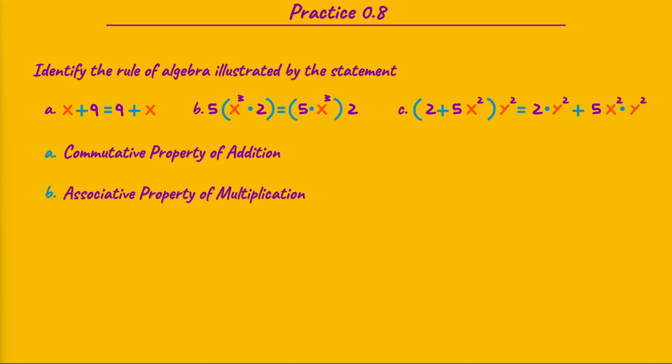In the last statement, we can see that y squared is distributed among the two terms, so it will be multiplied by the 2 and 5x squared. So we can call this the distributive property. Let's move to the last practice, practice 0.9. Multiply fractions. You have 3 over 5 multiplied by x over 6. So it will be equal to 3x over 30, and we can simplify it to be x over 10. So in multiplying fractions, you just need to multiply numerator with numerator and denominator with denominator.